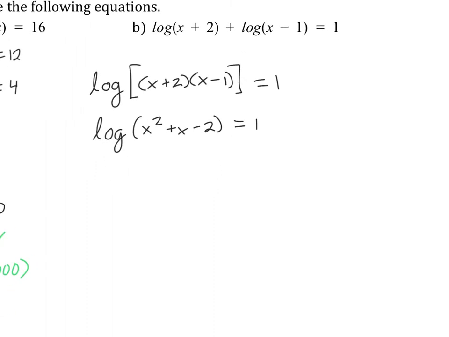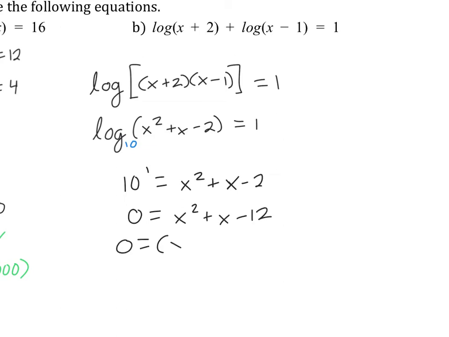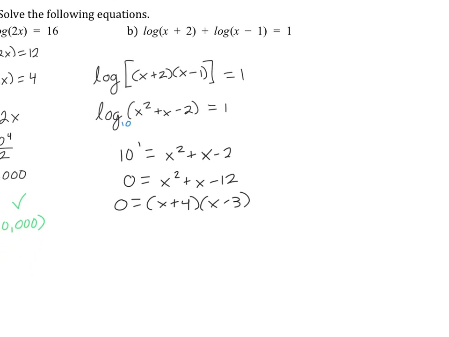Again, common logs have a base of 10. So this becomes 10 to the first power equals x squared plus x minus 2. And now we have a quadratic equation. So let's set our equation equal to 0. This we can solve by factoring. And here, this gives us two x values. We get x equals -4 and x equals 3.